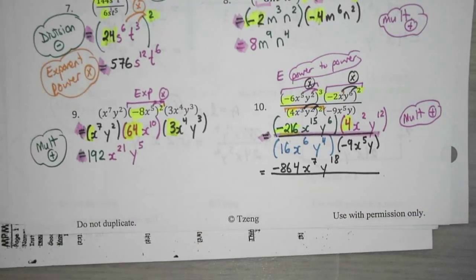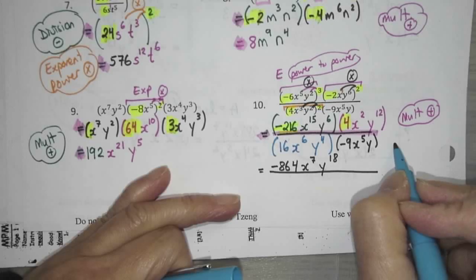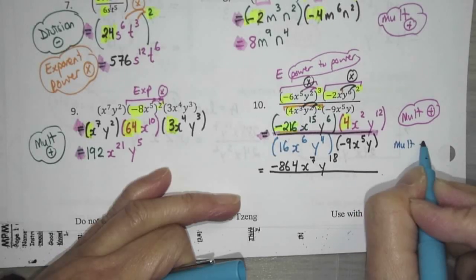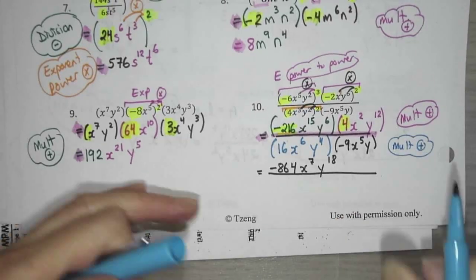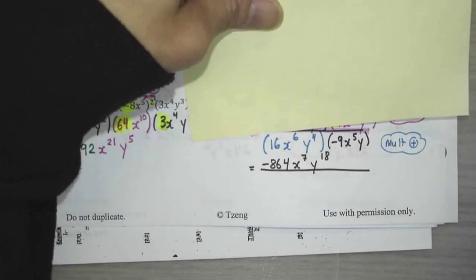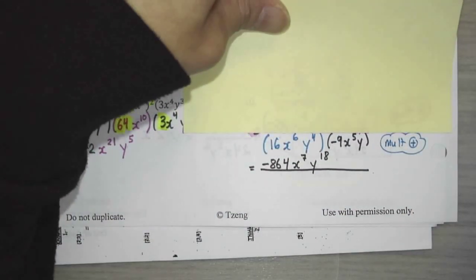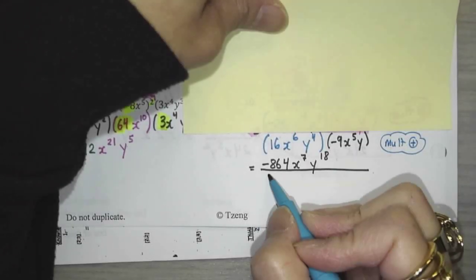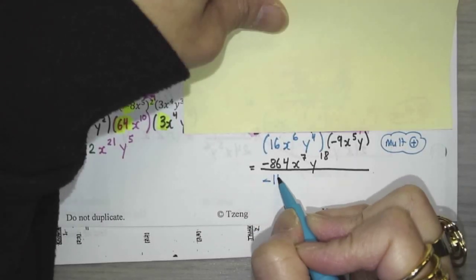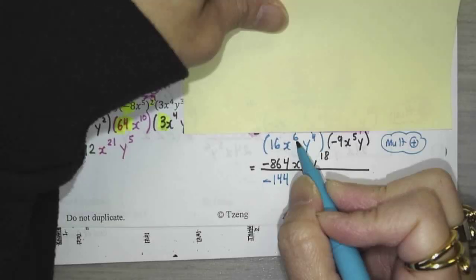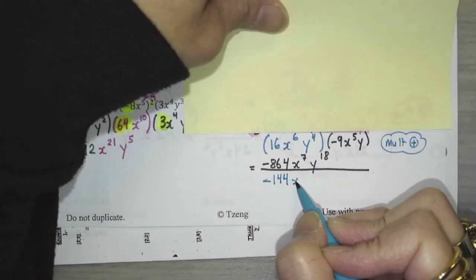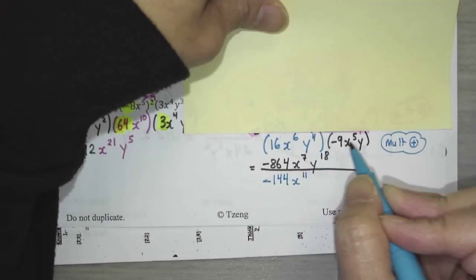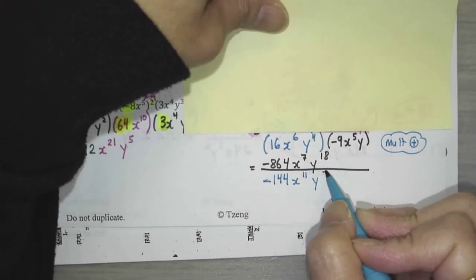In the denominator, we are also multiplying. So we're going to add those exponents. Remember, the bubbles are your brain, your thinking. So we're going to go 16 times negative 9. That gets me negative 144. 6 and the 5, I get 11. And 4 and 1, we get 5.